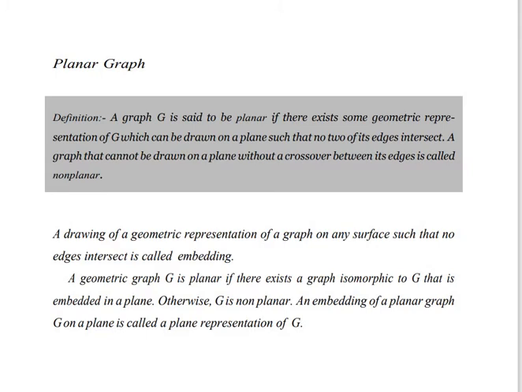A drawing of a geometric representation of a graph on any surface such that no edges intersect is called an embedding. A geometric graph G is planar if there exists a graph isomorphic to G that is embedded in a plane. Otherwise, G is non-planar. An embedding of a planar graph G on a plane is called a plane representation of G.